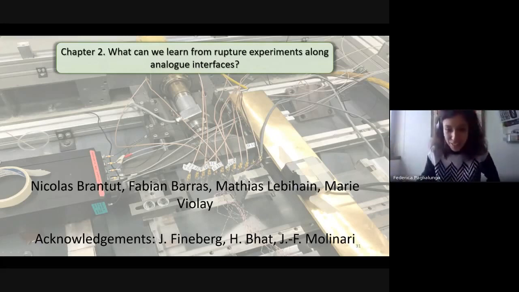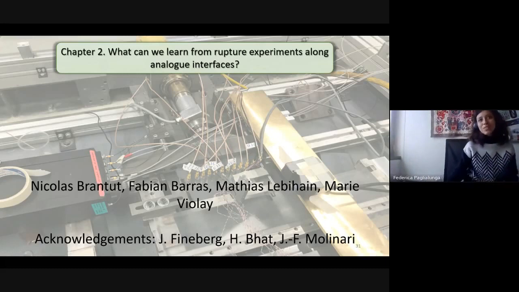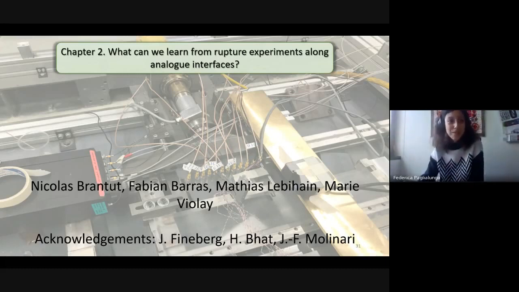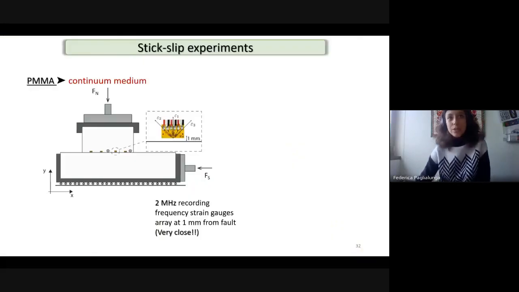Yes, hello. So, what can we learn from rupture along analog interfaces? This work was done together with Nicolas Brantut, Fabien Barres, Mathias Leban, and Marie Violet. And so, François, in his first part, already pointed out the difference between breakdown work and fracture energy, and how there is not a unique and shared definition of the two between seismological observations and experimental observations in the framework of fracture mechanics. So we wanted to understand the relationship more deeply, and we did this through stick-slip experiments in the lab.